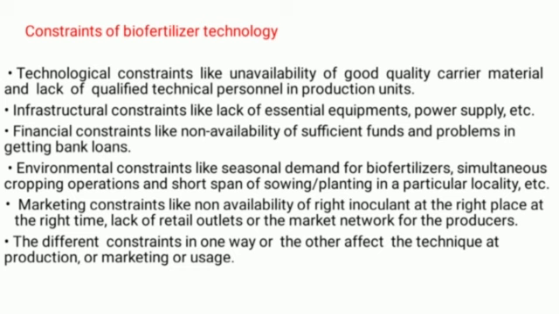Environmental constraints like seasonal demands for biofertilizers, simultaneous cropping operations, and the short span of sowing or planting in a particular locality. Marketing constraints like non-availability of the right inoculant at the right place at the right time, and lack of retail outlets or market network for the producers. The different constraints in one way or the other affect the technique of production, the market, or usage.